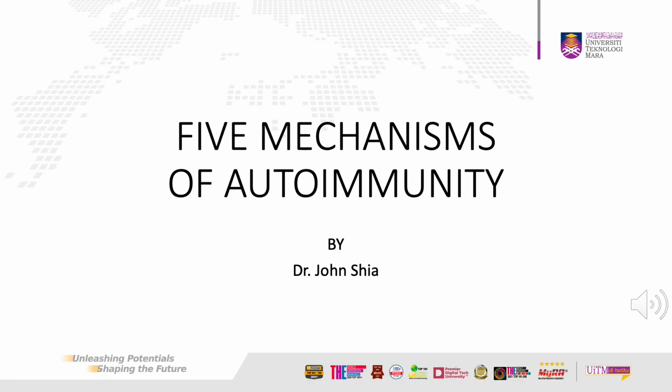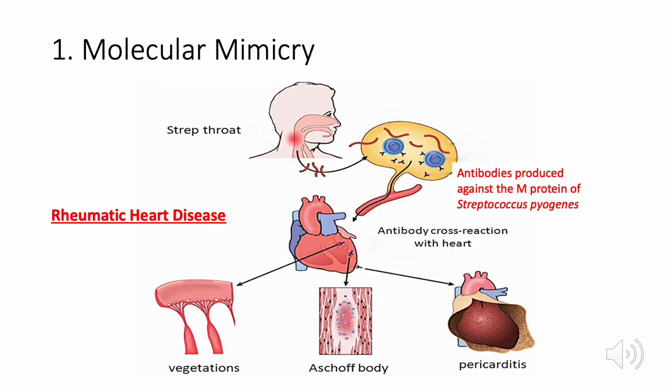Ladies and gentlemen, you must be curious why suddenly the tolerance against self-antigen is lost and the antibody starts to attack our own cells. There are 5 mechanisms of autoimmunity. The first mechanism is molecular mimicry. When an environmental trigger, either microbes or drugs, highly resembles a component of the host body, an immune attack is then initiated against that body component.